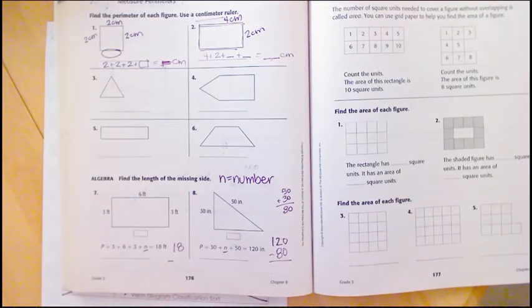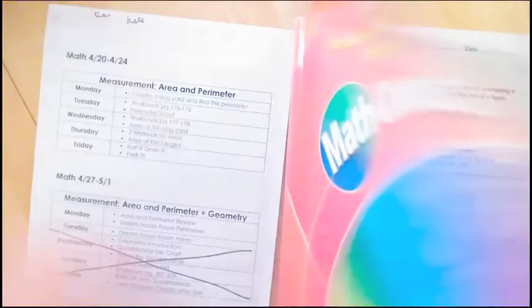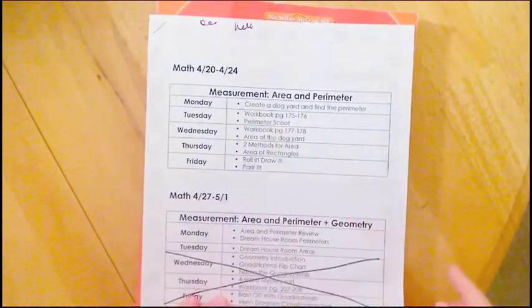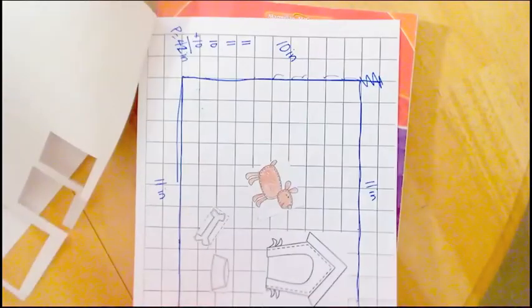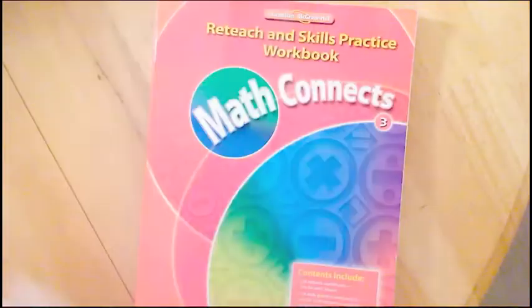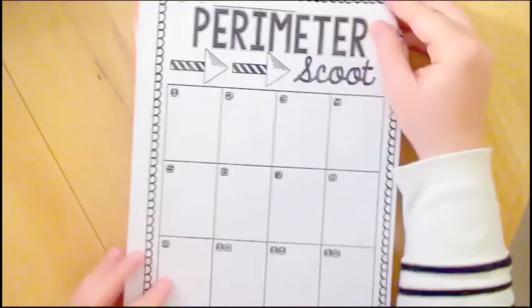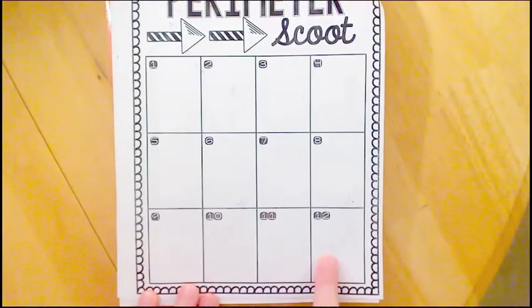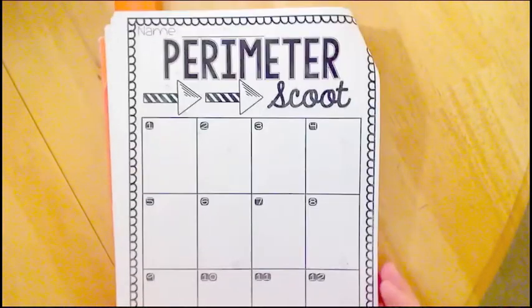Okay, next job, guys, is, if you have time, we're going to do a perimeter scoot. So that is, if I flip through some of my pages here. Oh, there's Fluffy. We'll get back to him tomorrow. Perimeter scoot. So we're going to find the perimeter of 12 shapes. So let me share my screen with you. Remember, when we do these, you are always welcome to pause the video so that you can measure.